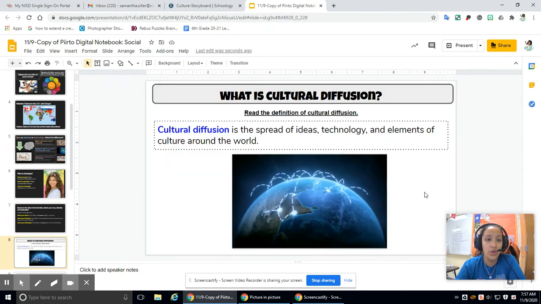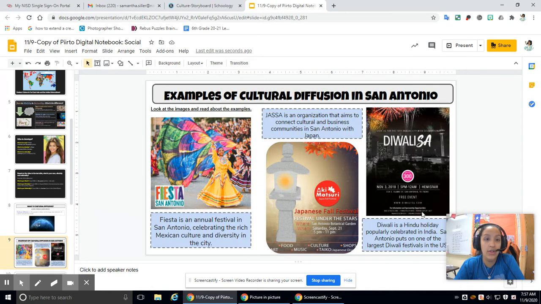And then you should know what cultural diffusion is, which is the spread of ideas, technology, and elements of the culture around the world. So here are some examples of cultural diffusion. So we have Fiesta, which we usually have every year except because of COVID. And that is for the Hispanic heritage. We have a Japanese fall festival. And so we're bringing other cultures and we're bringing them together. We're diffusing them. We're bringing cultural diffusion together.